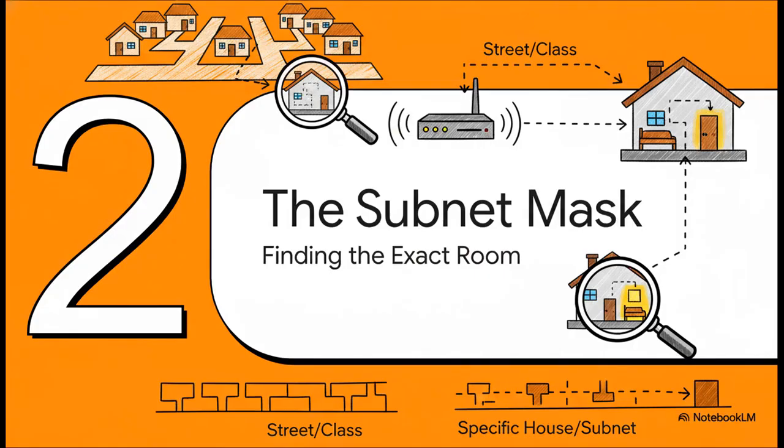Okay, so we've got the neighborhood, the IP class. But once a message gets to the right street, how does it know which specific house to go to? How do you separate the street name part of the address from the house number part? Well, that's where our next piece of the puzzle comes in, the subnet mask.